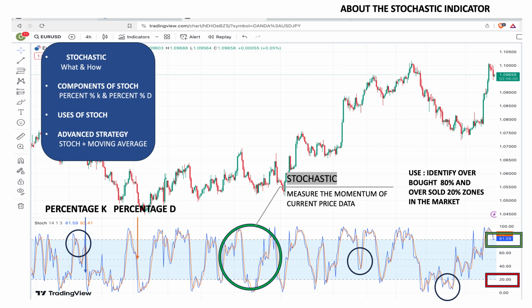So what are the uses of a stochastic? It helps you identify the overbought areas, which are over 80%, and the oversold areas or zones, which are below 20% in the market. So we're going to go more into how to use a stochastic.